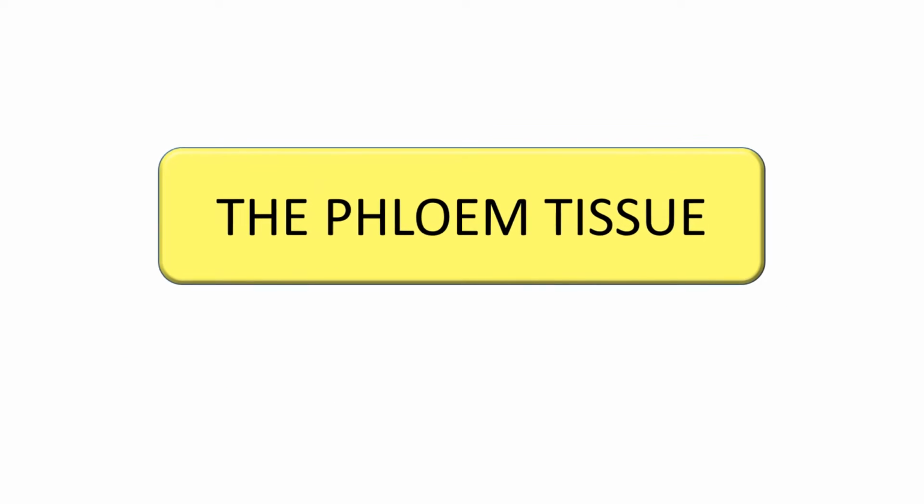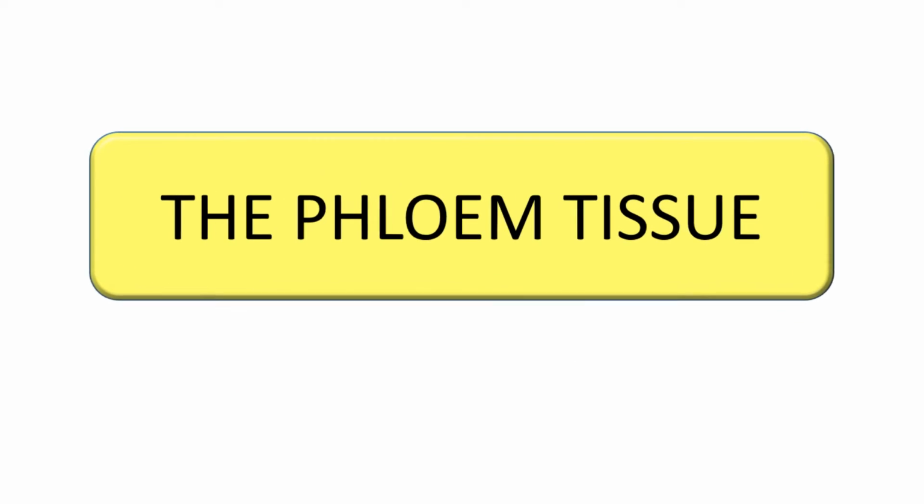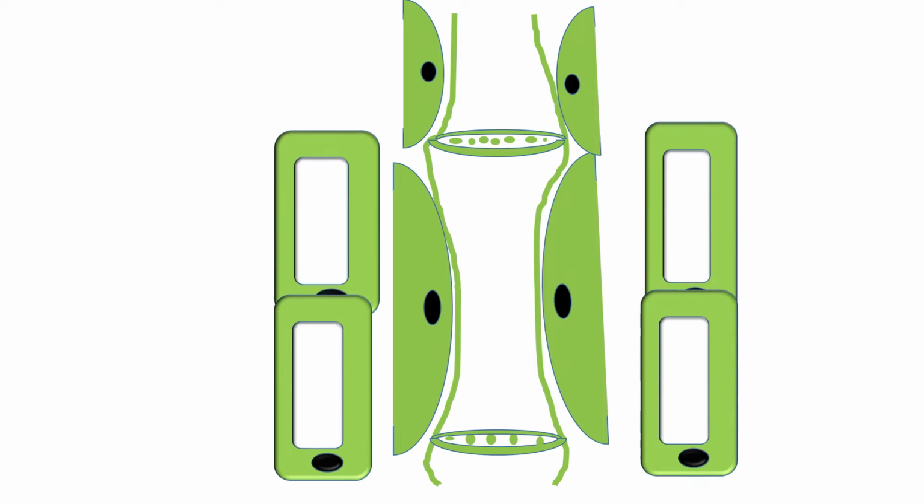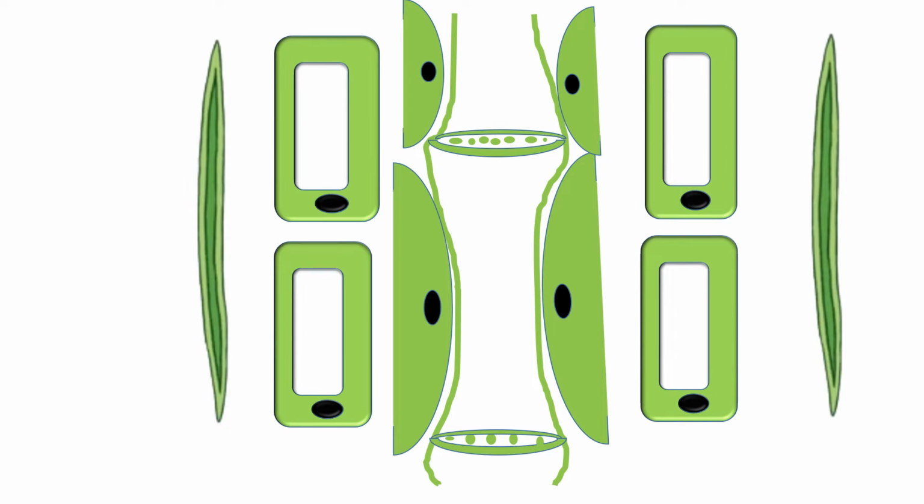Let's recall the facts about the phloem tissue and the process of phloem translocation first. Several types of cells are found in phloem tissue. They are sieve tubes, companion cells, phloem parenchyma and phloem fibers. Out of them, only phloem fibers are non-living.